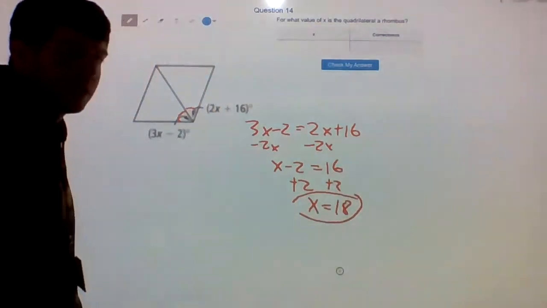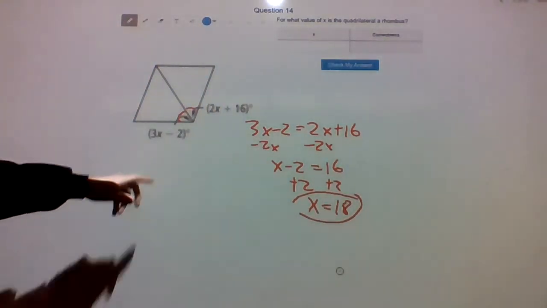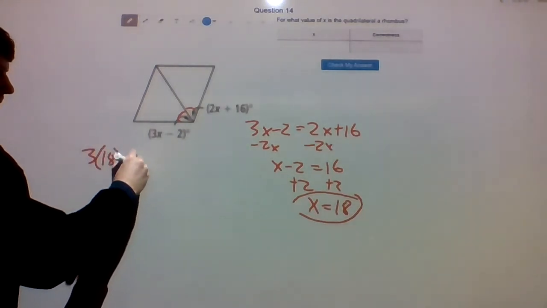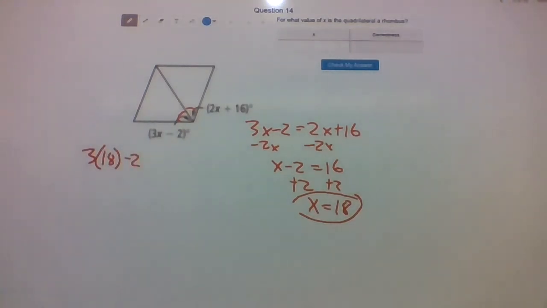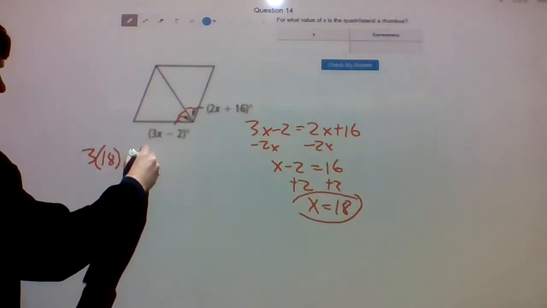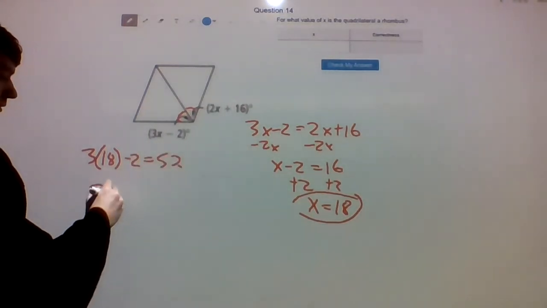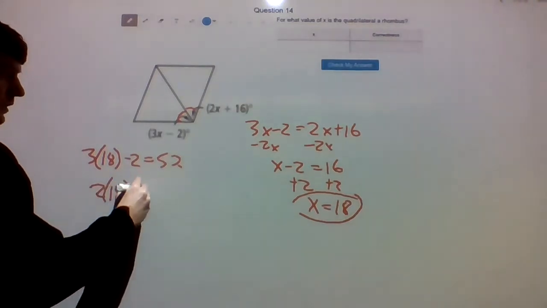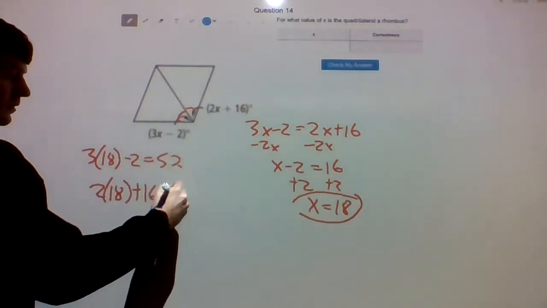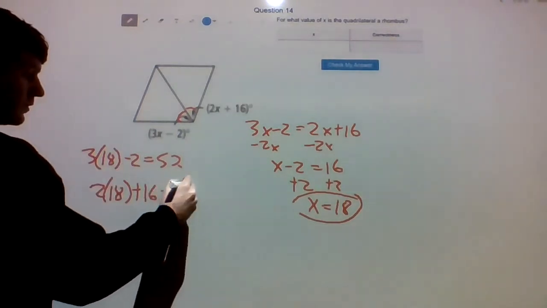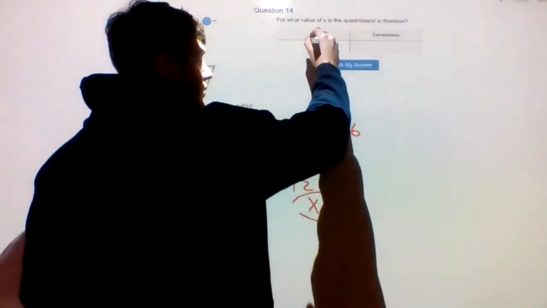It's always good to check your answer, so let's substitute it in. 3 times 18 minus 2. 54 minus 2 is 52. 2 times 18 plus 16. That's 36 plus 16. 36, 46, 52. So 52. So we're good. 18 is your final answer.